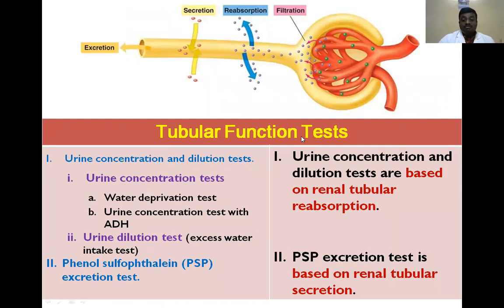For examination of the tubules, the tubular function tests are the urine concentration test and the dilution test. The next one is the phenol sulfonphthalein excretion test. The urine concentration and dilution tests we do for renal tubular reabsorption. The phenol sulfonphthalein excretion test we do for renal tubular secretion.